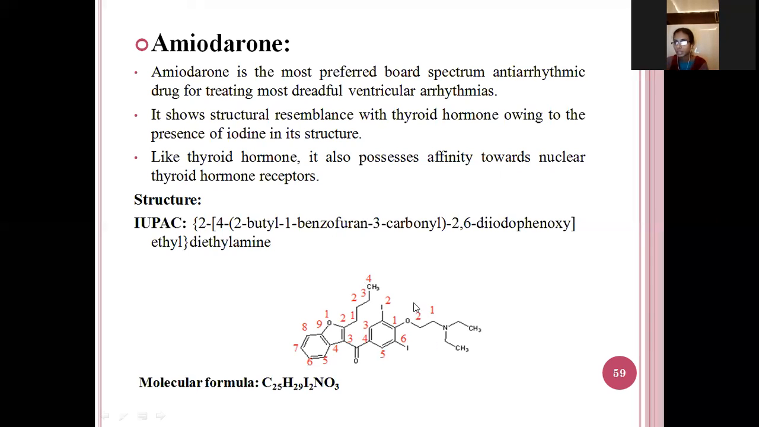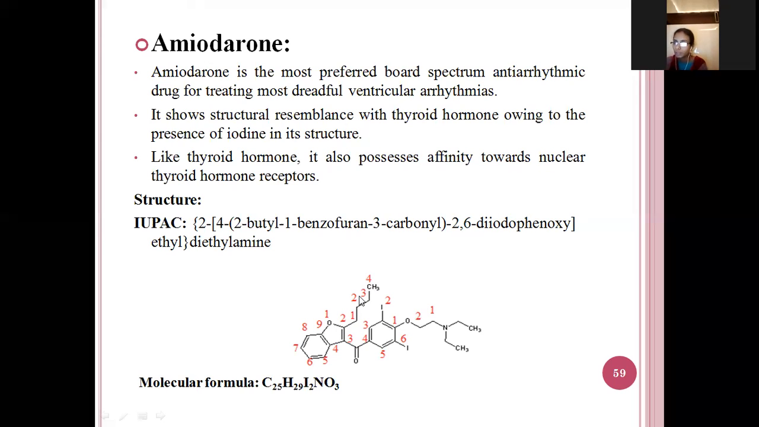So this is the structure, and if you see the IUPAC name: 2-butyl-1-benzofuran-3-carbonyl, 2,6-diiodophenoxy, ethyl diethylamine. If you see the structure here, this is the benzofuran. So benzene and a 5-membered ring with oxygen. So it is furan, so it is benzofuran.